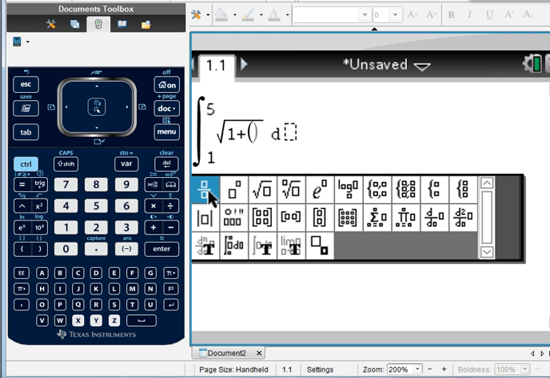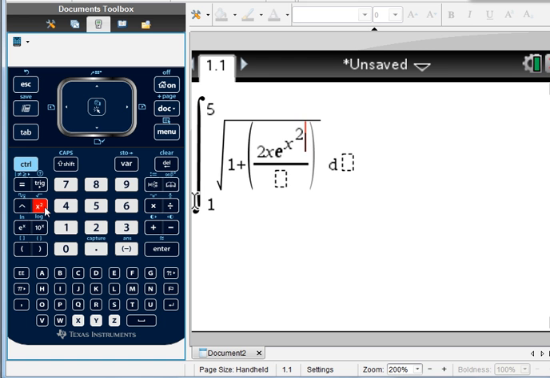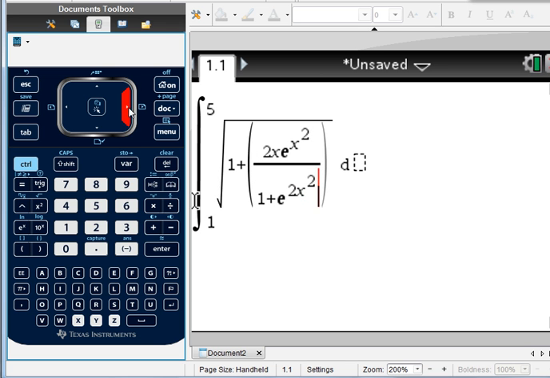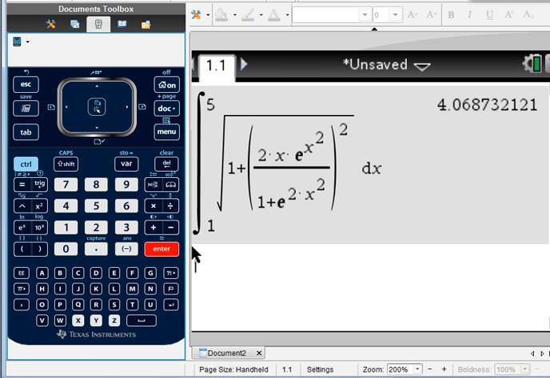And then here you can put the fraction in there. Okay, so then we had 2x e to the x squared on the numerator over 1 plus e to the 2x squared, the denominator. Then this arrow, and this whole thing was squared, and then dx. So it looks more like what we wrote down on the Nspire, makes it a little easier. And you can see we get the same answer.